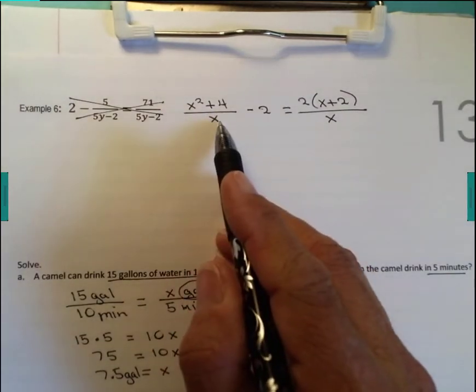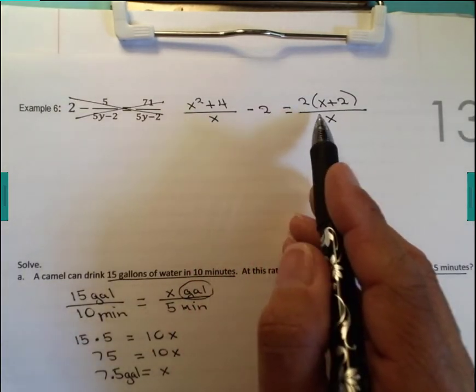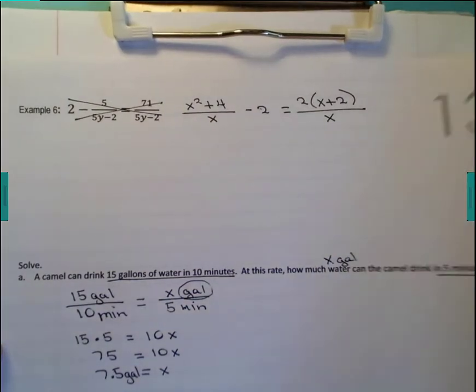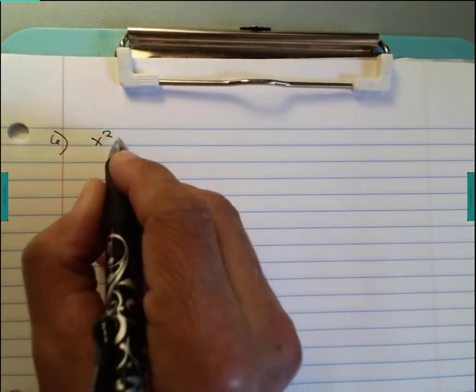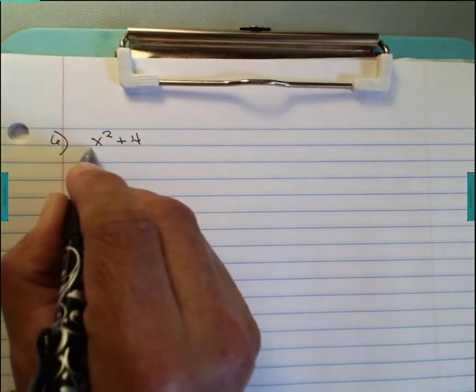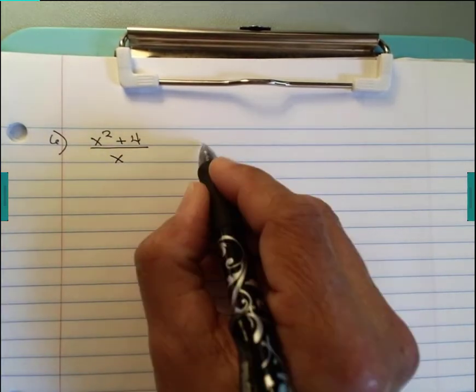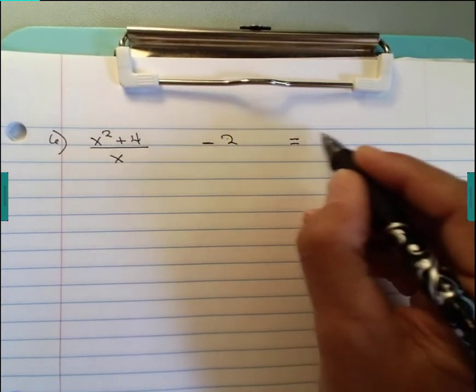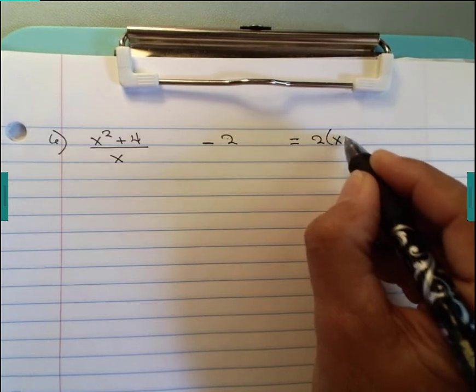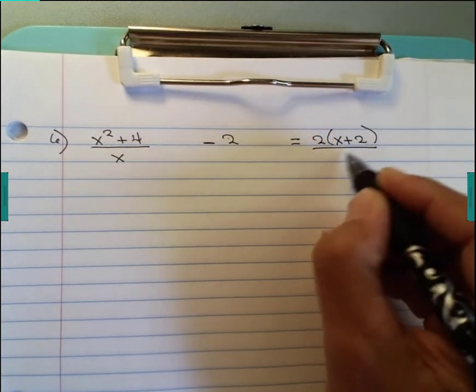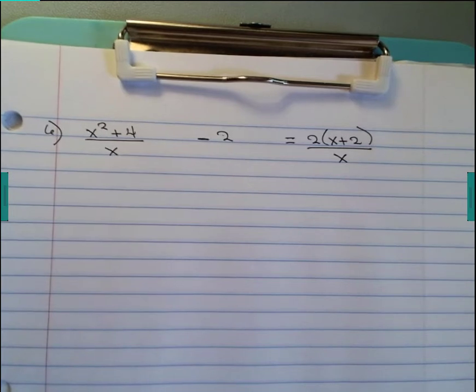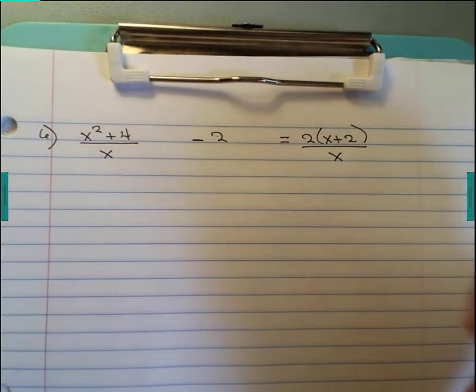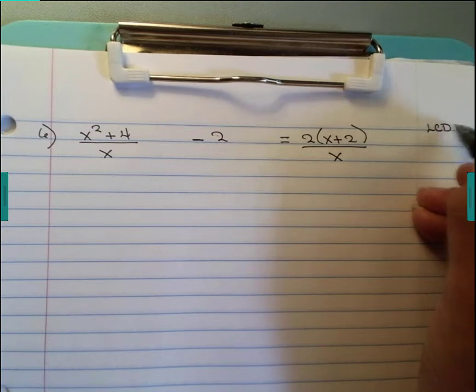It is x squared plus 4 over x minus 2 is equal to 2 times x plus 2 over x. I'm going to do the same thing, so I'm going to give myself a little room and write it down like this. I'm going to say x squared plus 4, and that's over x, and give myself some space and say minus 2, and give myself some more space and say is equal to 2 times x plus 2 over x, and I'm looking for an LCD. Well, there's only two fractions, two denominators, both of them are x. LCD, therefore, is equal to x.